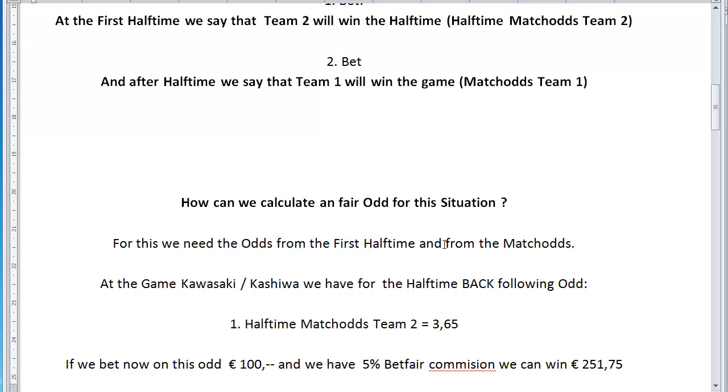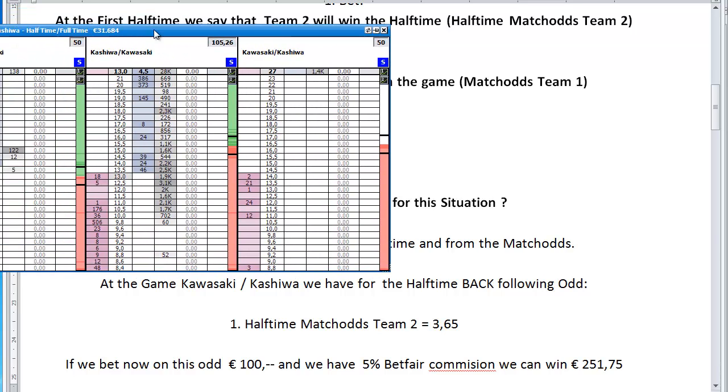So how can we calculate fair odds for this situation? For this we need the odds from the first halftime and the odds from the match odds. Okay, I have now prepared an example. It's the game Kawasaki against Kashiwa, and this game, which I want to show you first, is a little bit crazy.